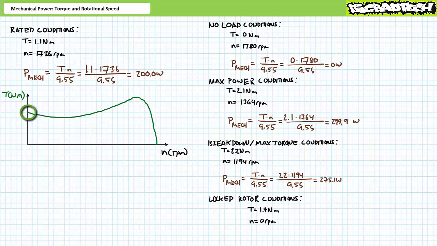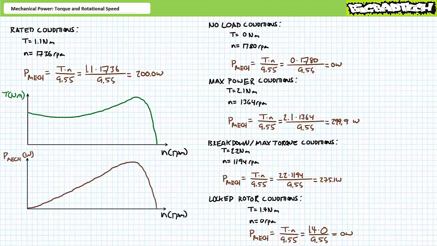Lastly, consider the same motor at the locked rotor condition, an occasion in which the motor exerts a respectable amount of torque, but it isn't moving. Let's say the motor is capable of exerting 1.4 Newton meters of torque at standstill. Substituting our given torque and rotational speed values into the mechanical power formula demonstrates this motor is exerting 0 watts. Makes sense. It's not moving.